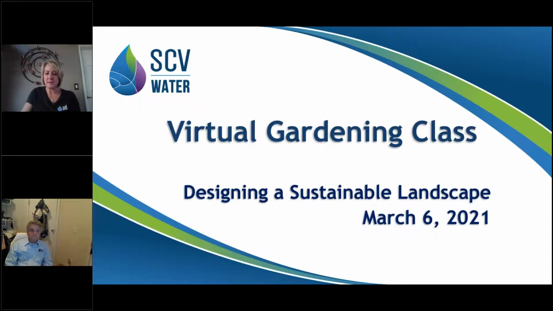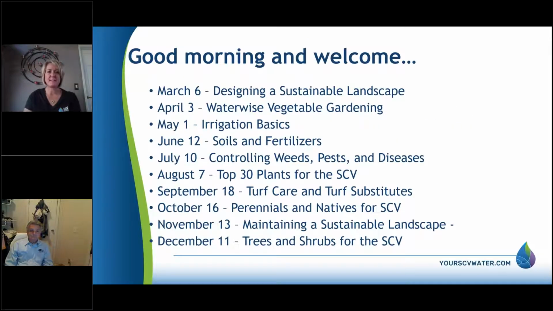All right, so this is a list of all of our classes for the rest of the year. As of now, we are going to be online. I do not know when we're going to go back to in-person classes or if we'll do both. So anyways, this is the schedule, once a month on a Saturday. Today is designing a sustainable landscape, and then April is water-wise vegetable gardening. It goes on down through December.